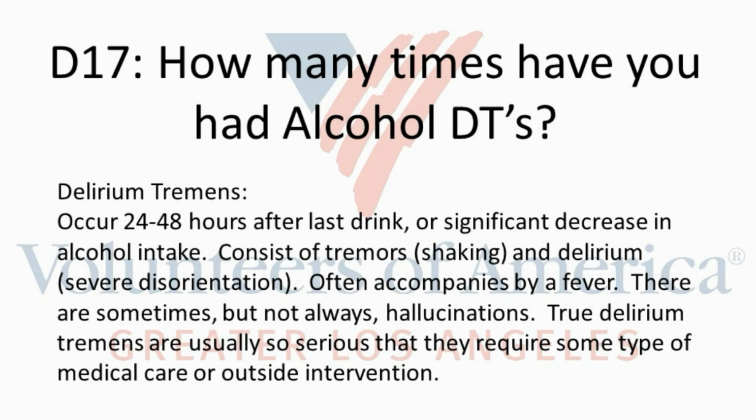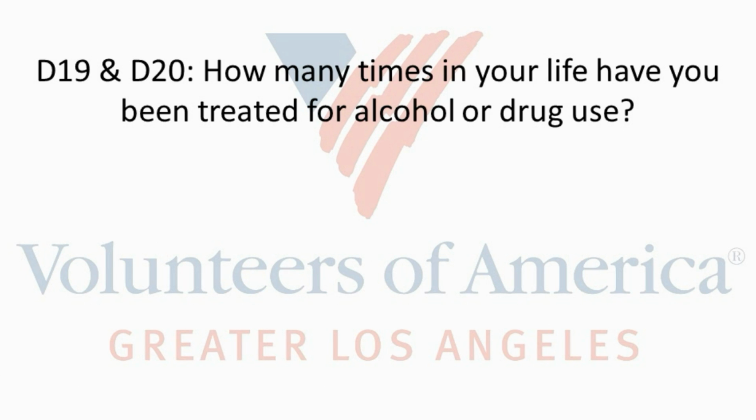True delirium tremens are usually so serious that they require some type of medical care or outside intervention. Delirium tremens are not to be confused with the shakes, which occur about 6 hours after alcohol has been withdrawn and do not include delirium. More than 5 delirium tremens are highly unlikely per person in a lifetime.